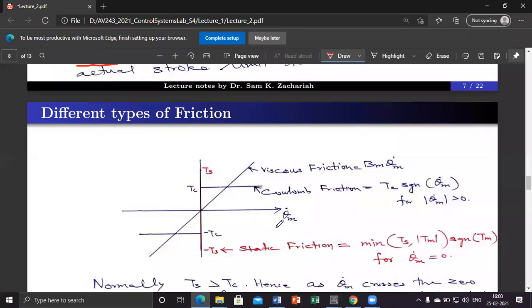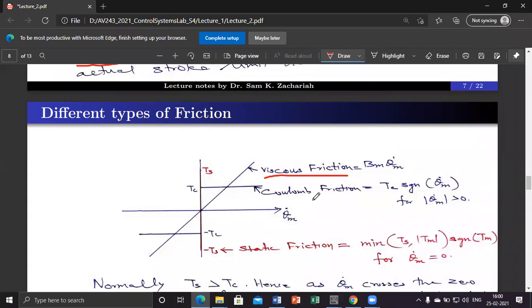There are three types of friction. One is the linear friction known as viscous friction. It gives the friction torque equal to Bm times theta m dot. That is, friction torque is proportional to the velocity. This is the linear part, also known as viscous damping friction.